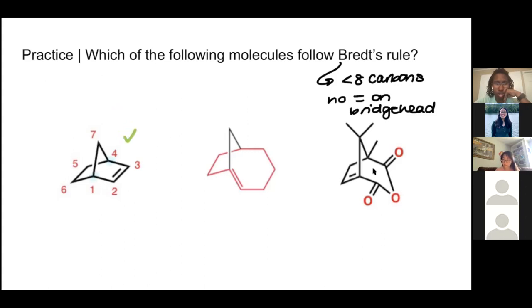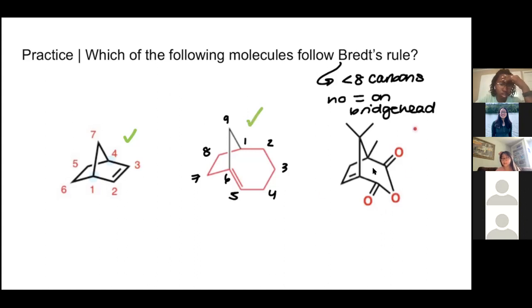The middle one has lots of carbons. Let's go ahead and count them. I think it's 1, 2, 3, 4, 5, 6, 7, 8, 9. It's easy to miscount on these, so just be careful. This has more than 8 carbons, so even though this double bond is attached to carbon 6, which you can imagine is a bridgehead atom, this is still good to go.